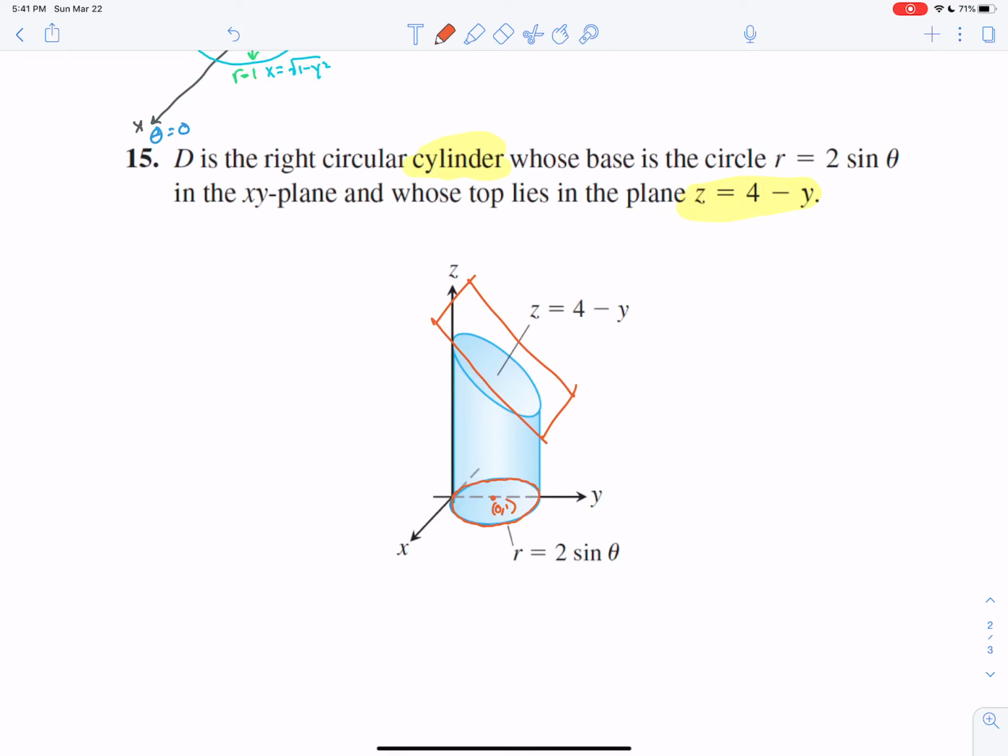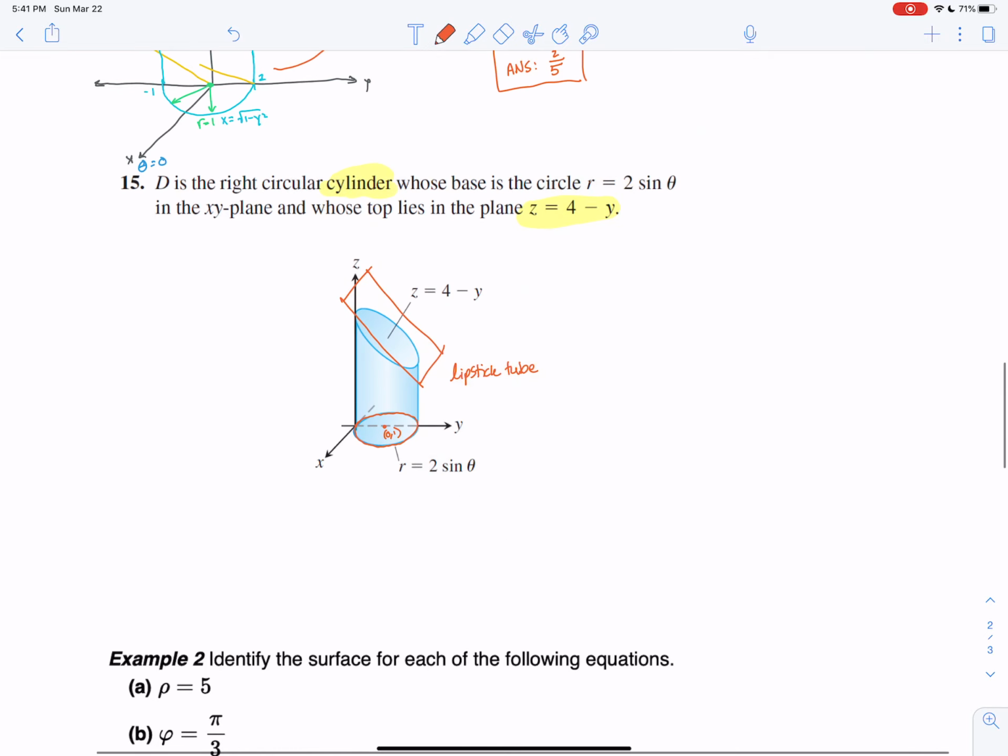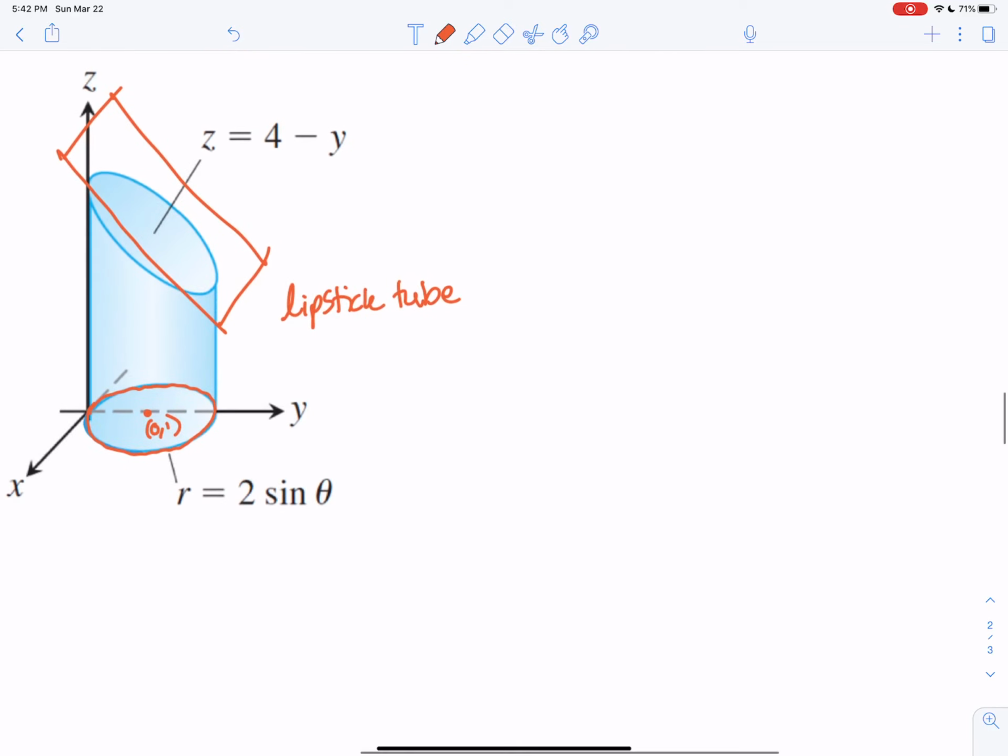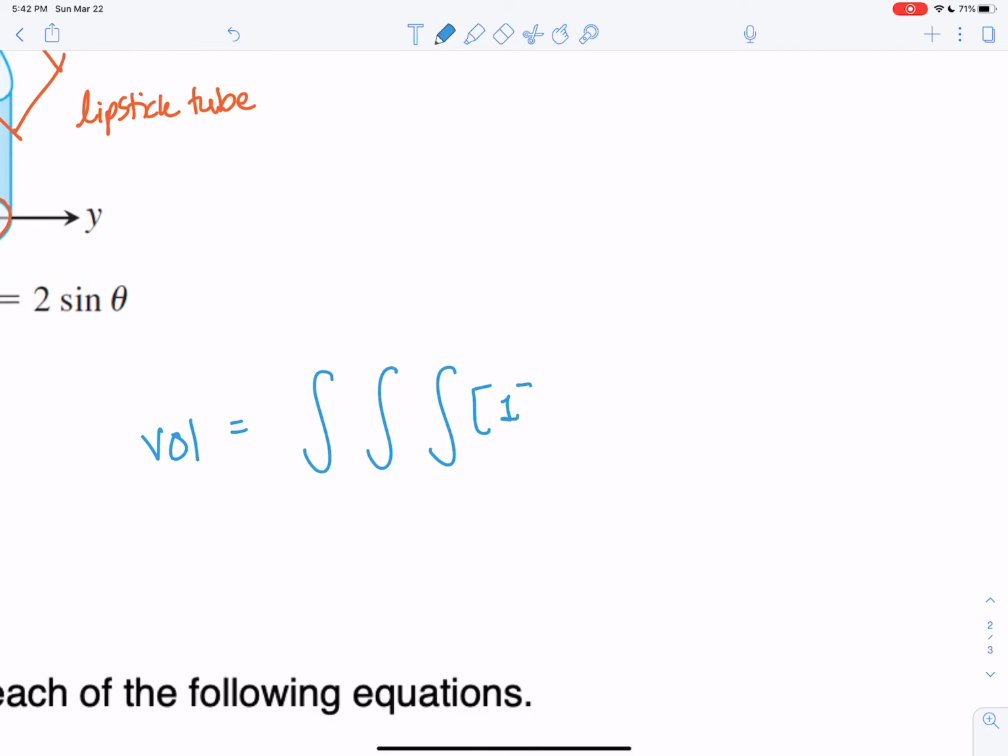That plane cuts the top, and you get this kind of lipstick tube shape. This is a really common one for cylindrical coordinates because it is just a cylinder with an irregular top described in z. So this should be pretty easy to set up. I'm going to set up an integral to find the volume of it. So let me get my triple integral. The volume of this region will be the triple integral of 1, because if we're trying to find the volume, we just integrate 1. dV becomes dz r dr d theta.